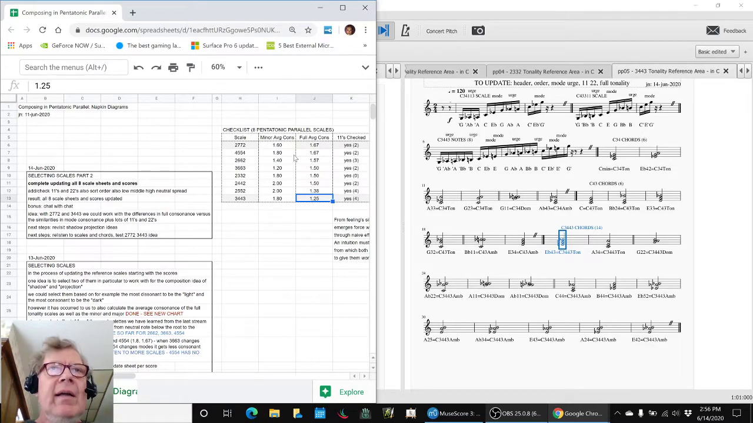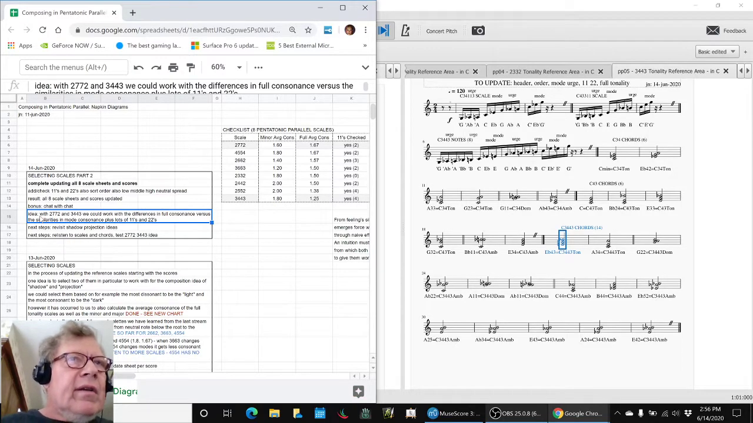At the same time, if we were using their minor major modes, these consonances are closer together, like 0.2 apart instead of 0.4 apart, or half as far apart. So it's an idea.